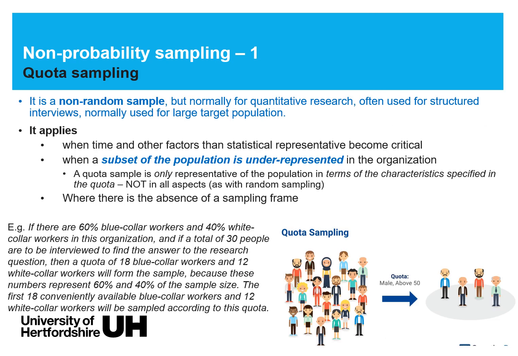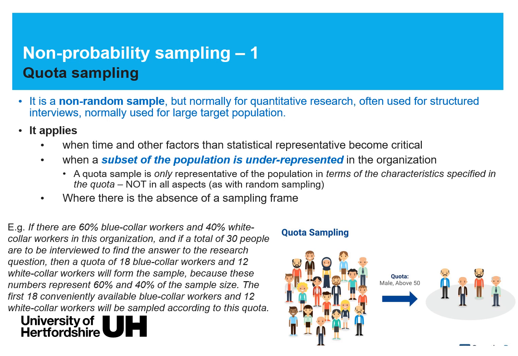Okay. So let's look into the specific non-probability sampling methods one by one. The first non-probability sampling is known as quota sampling. It's one of the non-random sampling methods, but normally used for quantitative research instead of qualitative research, unlike other non-probability sampling. It is not often used for structured interviews and is normally used for a large target population as well.